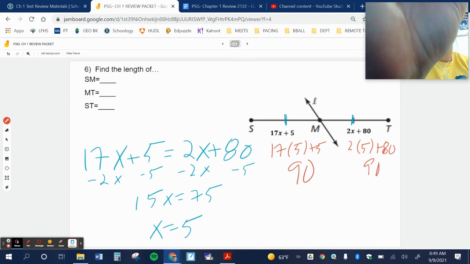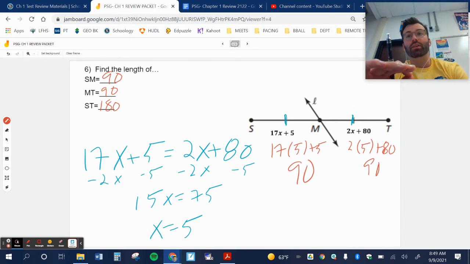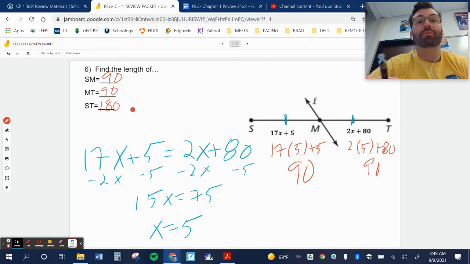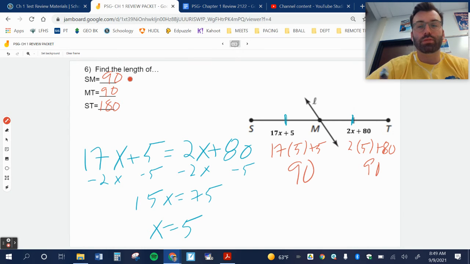Now, don't get yourself confused that this is 180. Technically the line is 180 degrees, but it just so happens that the line has a length of 180 units. It just kind of worked out that way. If you see a problem like this on the actual test, don't just write 180 for the length of a segment. The length of the segment is not the same as the measure of the angle.